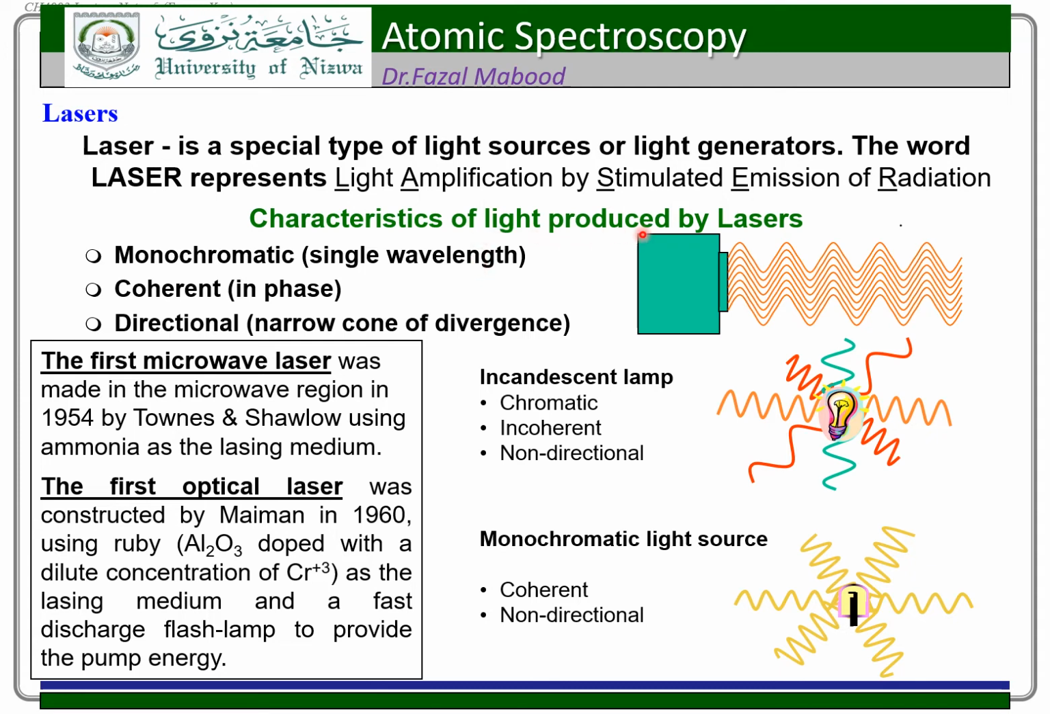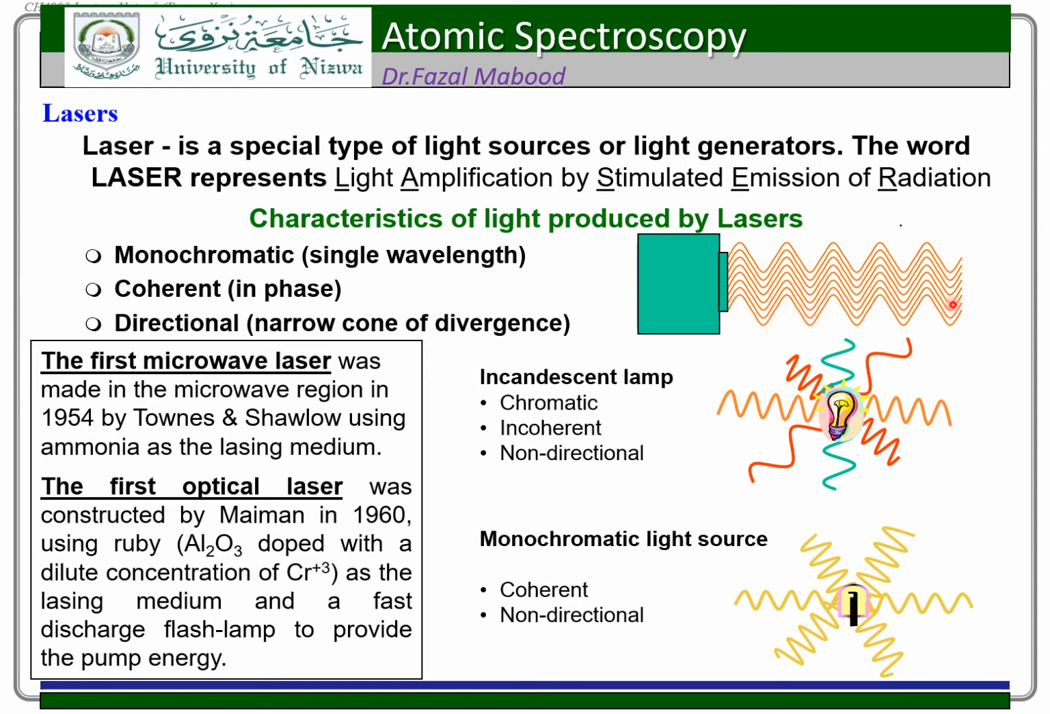Characteristic of laser radiations: monochromatic, single wavelength. All the radiation that we are getting from the laser source is monochromatic. They are coherent. Here you see they are in phase. What is meant by in phase? Here you see this is the trough and the crest. They are in the same phase.